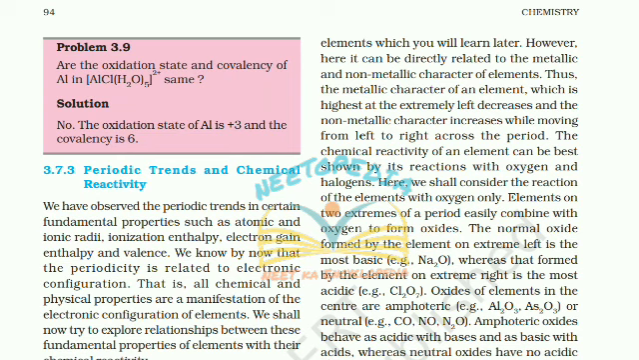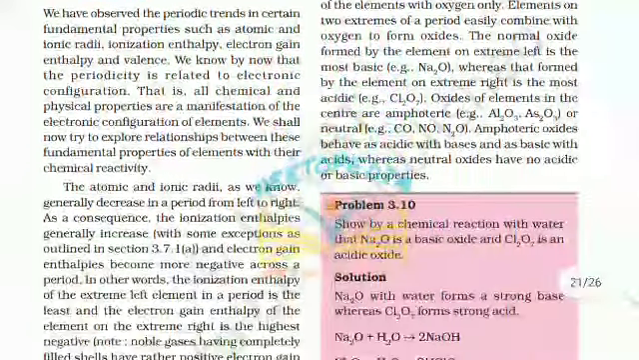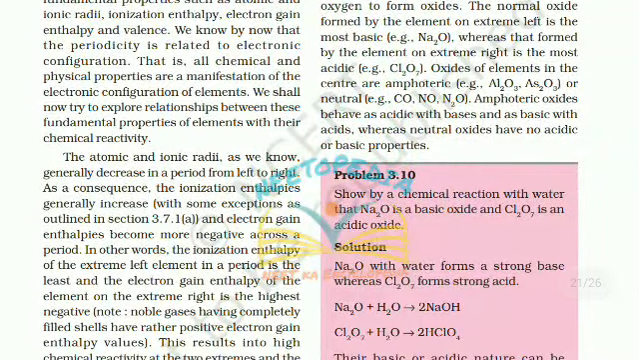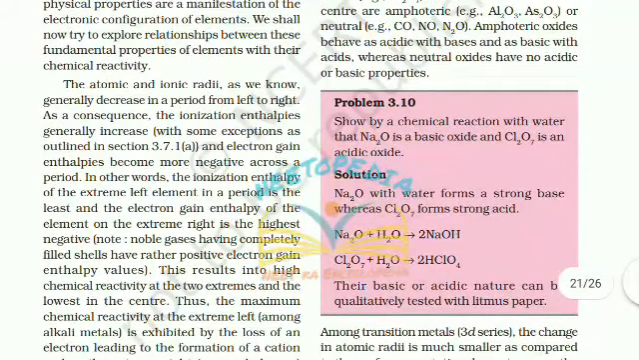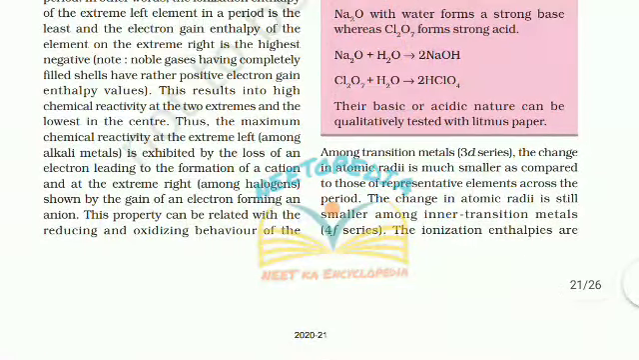Oxides of elements in the center are amphoteric or neutral. Amphoteric oxides behave as acid with bases and basic with acids, whereas neutral oxides have no acidic or basic properties. I'm skipping problem 3.10 for you to solve later, or you may pause the video and solve it right now.